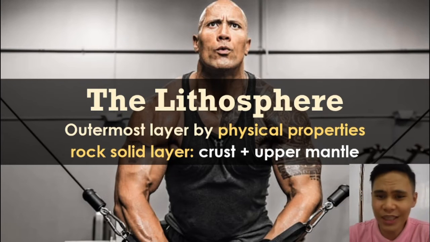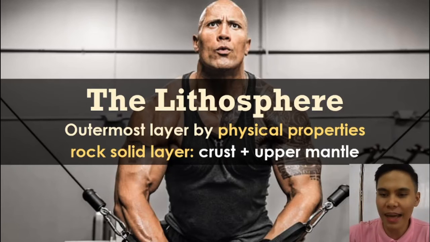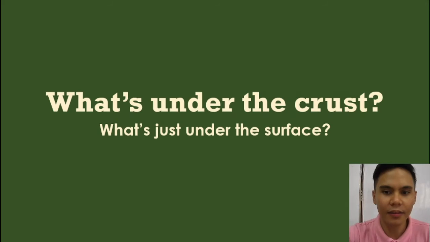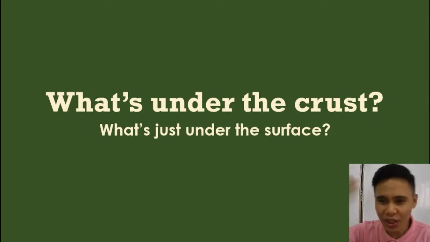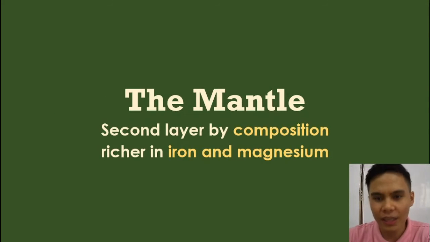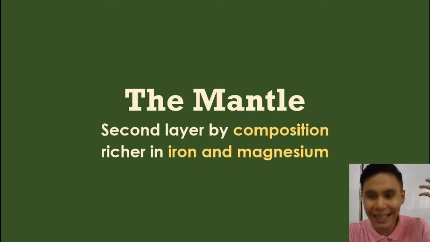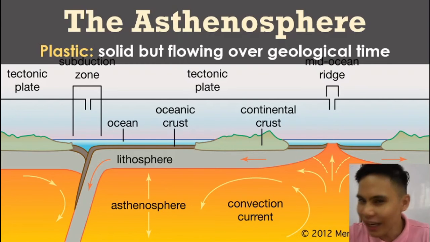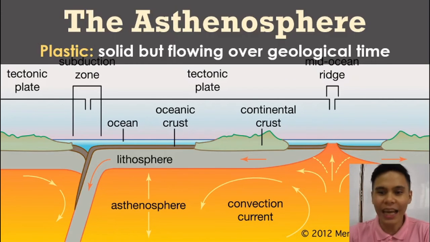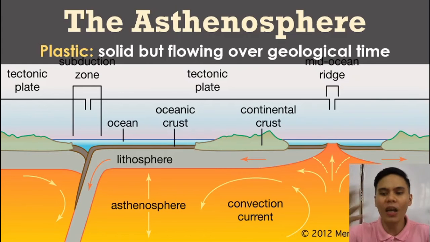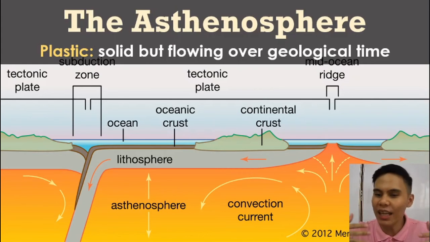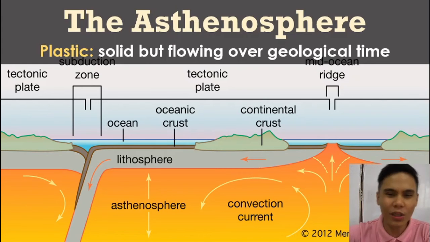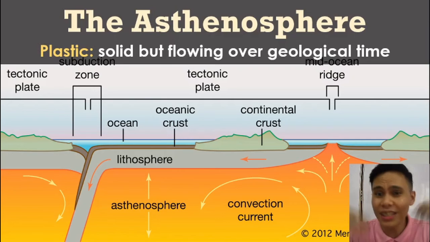So the lithosphere is the outermost layer by physical properties. It's a rock solid layer. It's the crust and the upper mantle, which is also relatively solid. What's underneath the crust though? What's under the surface? We have the mantle. It's the second layer by composition, and it's rich in iron and magnesium, so it's more metallic. In the upper parts of the mantle, we have the asthenosphere. It's plastic, meaning it's technically solid, but over geological time, a time scale that spans much, much more than our lifetimes, over thousands of years, it can technically flow. So it's solid, but flowing.